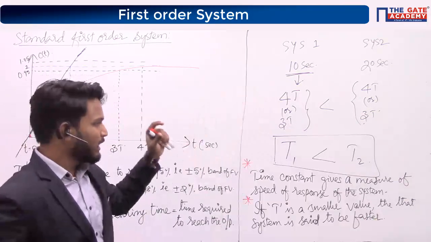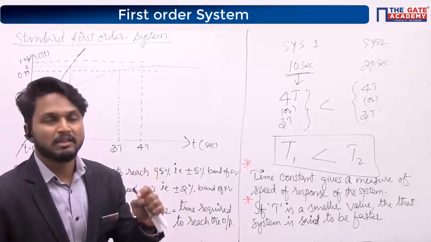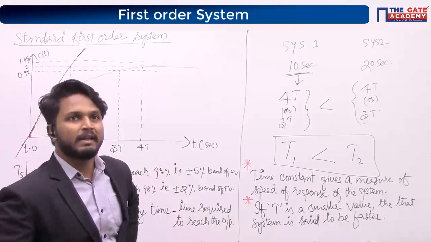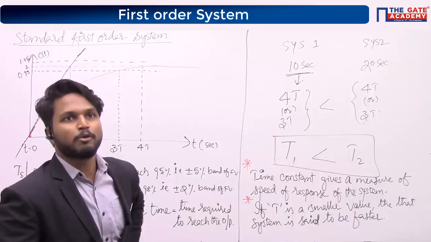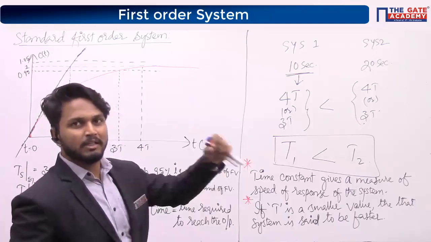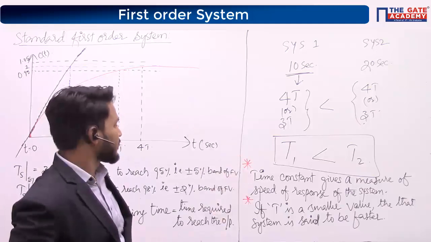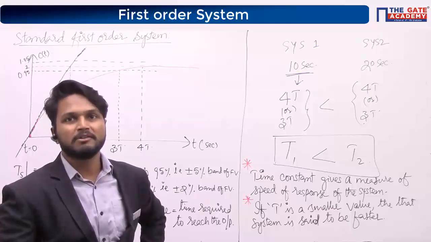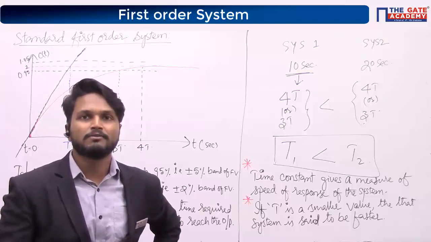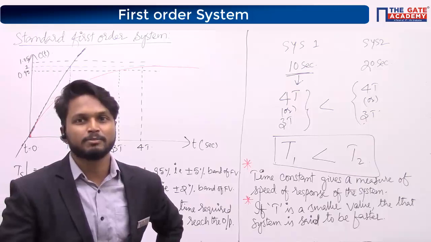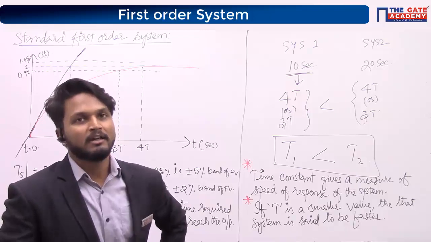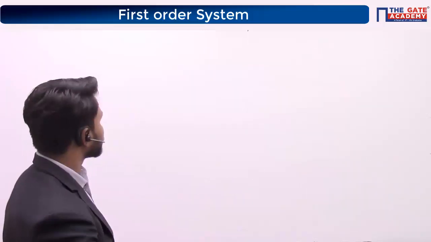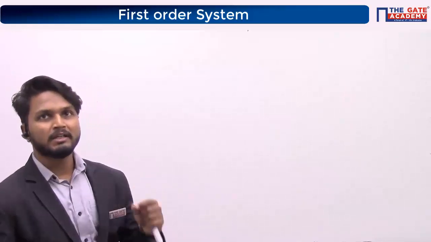So you have got an idea what time constant represents. Time constant directly indicates the speed of response of your particular system, whatever the definition of time constant might be, right? So time constant gives a measure of what? Time constant gives you a measure of speed of response of your particular system. Is it clear now?